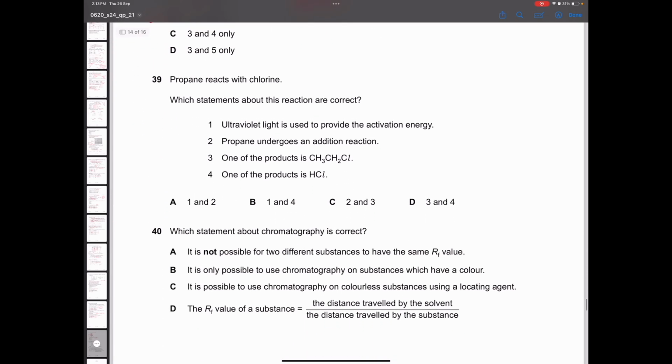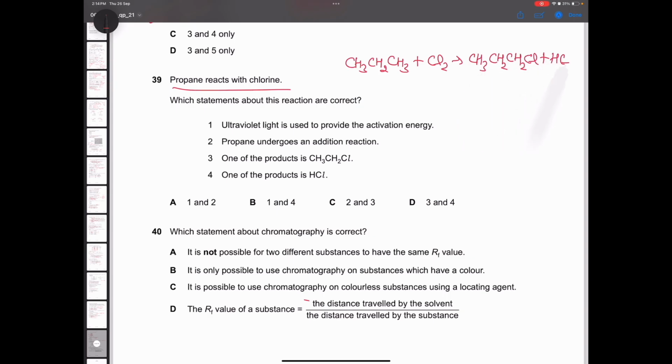Propane reacts with chlorine. This is a substitution reaction. Propane is CH3CH2CH3. When it reacts with chlorine, the first product it will form is CH3CH2CH2Cl and HCl. And this reaction keeps on going. Fine. But this needs ultraviolet radiation. Alright. So this is correct.